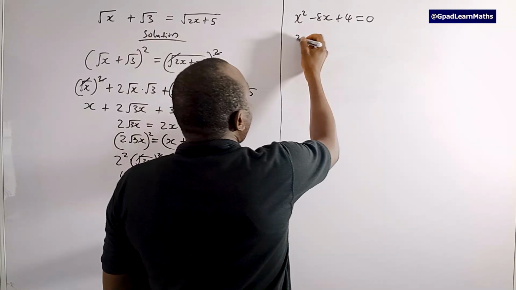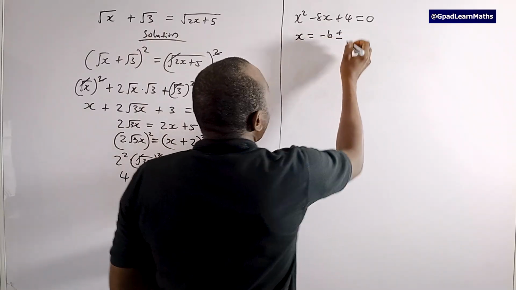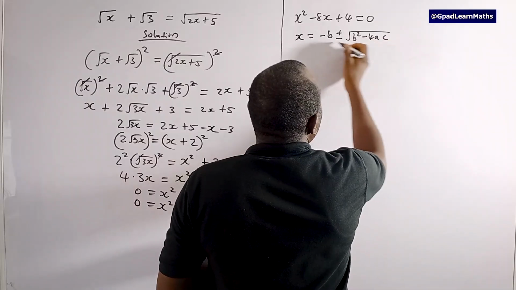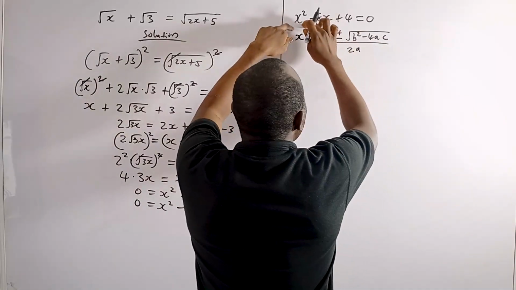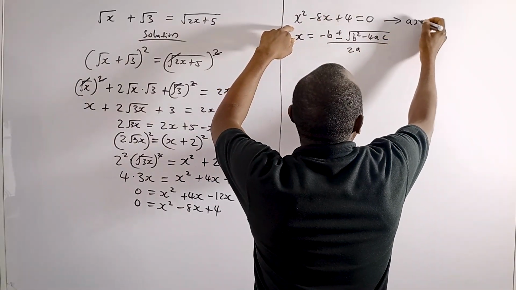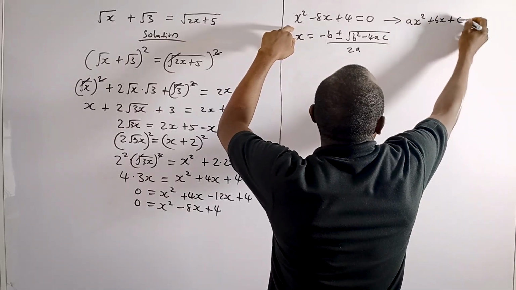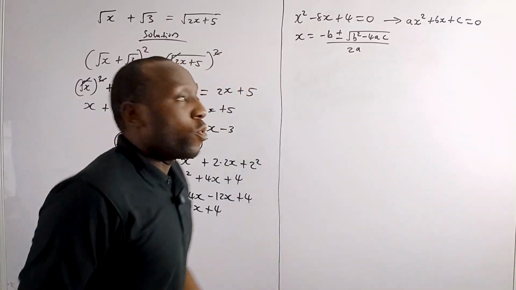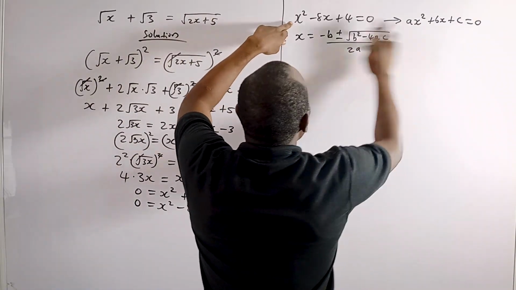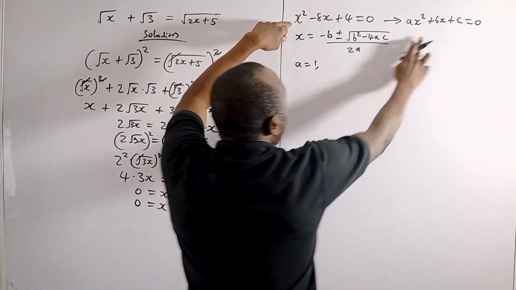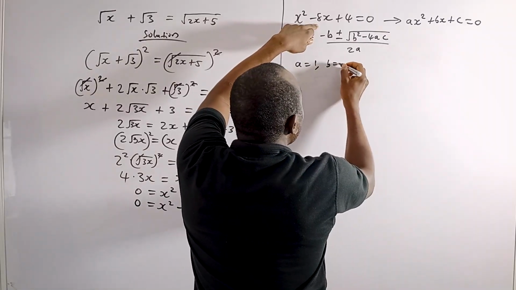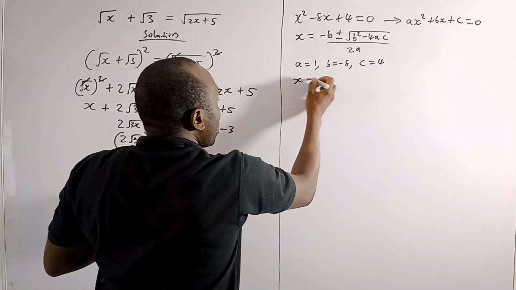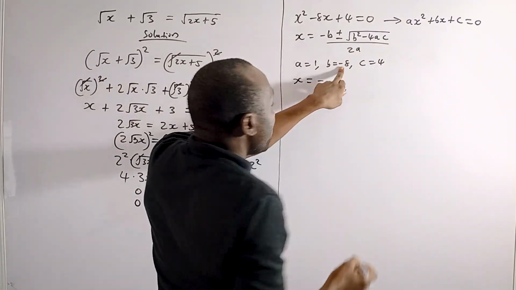So if you want to do that, x is equal to minus b plus or minus the square root of b squared minus 4ac, all divided by 2a. If you compare this with ax squared plus bx plus c is equal to 0, this is the general form of a quadratic equation. So when you do that, a is the coefficient of x squared, so a is 1. What about b? b is negative 8, all right, and c is what? 4.